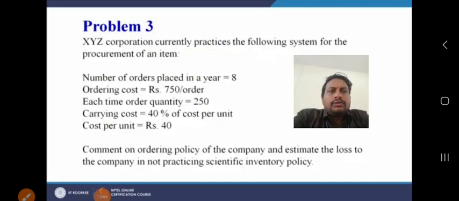So this is about problem 3: if the scientific EOQ model is not followed, how much is the loss to the organization? So we are solving problem 3.